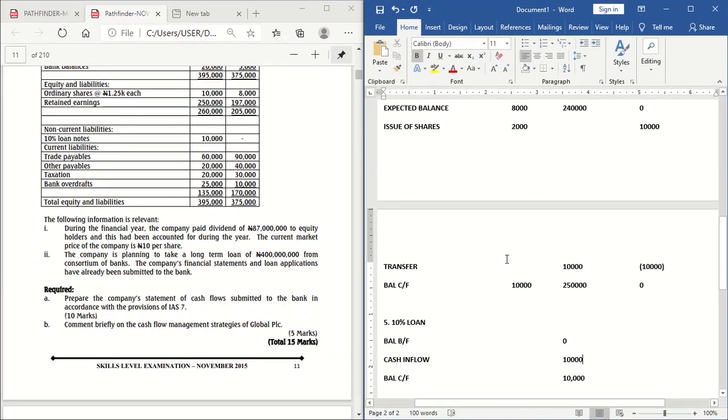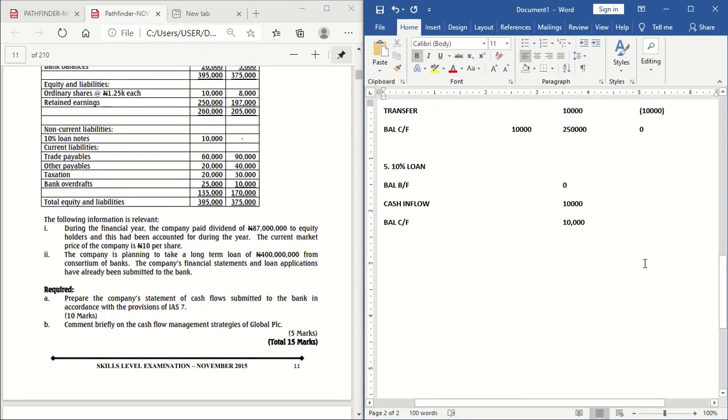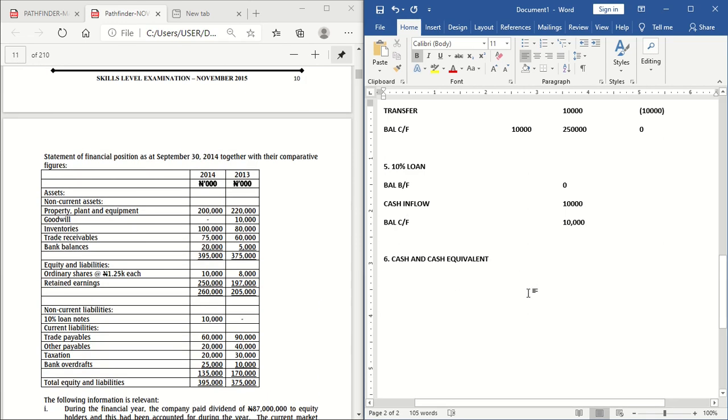So come to your working note 6. Under working note 6 now, we are looking at cash and cash equivalents. So under cash and cash equivalent, what are the things I told you will be under cash? Cash, bank overdraft, and short-term investment. Coming to this question, I will be saying that I have 2 years, right? I have 2013, I have 2014, and the difference between the two is what? Changes.